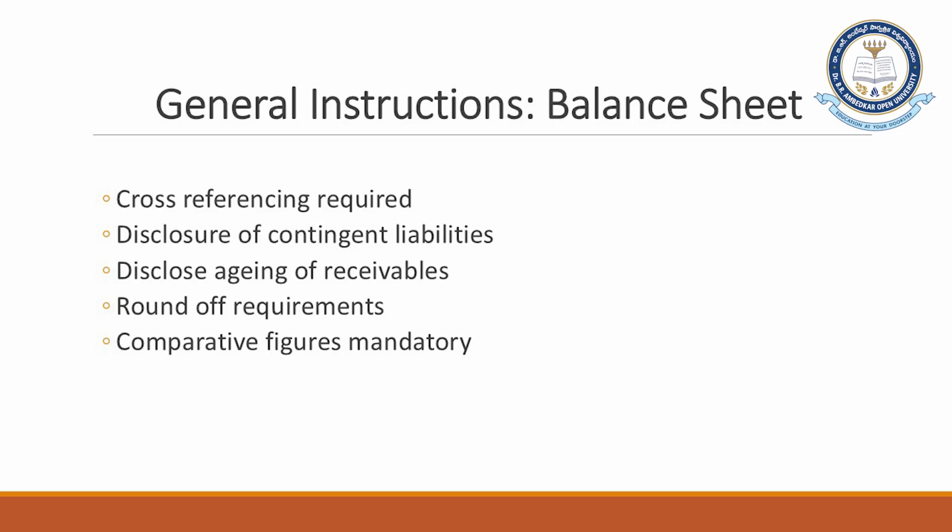Now, there are a few general instructions when we prepare our balance sheet and when we prepare the profit and loss account. The general instruction for balance sheet is cross-referencing required. Whatever amount or item is getting placed in the balance sheet, there should be cross-referencing, meaning we should know from where the amount is coming in. If we want to check where a particular item has got its place in the balance sheet, that referencing should be there.